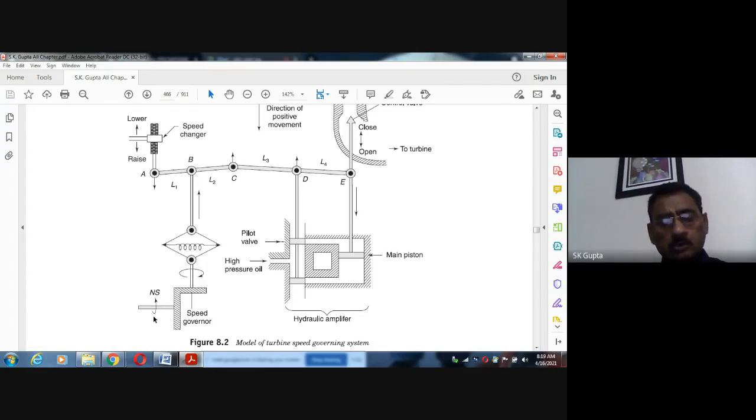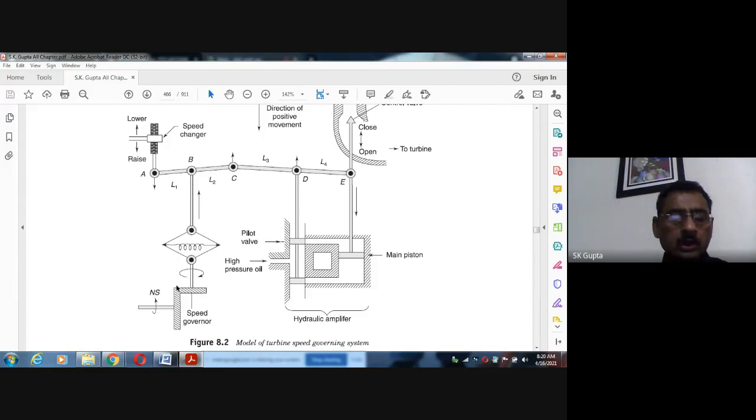As I told, if the shaft speed or generator speed is below the normal speed because the load has increased, then this horizontal motion here causes a vertical motion here. Because of this speed, there are two flywheels. They are not shown in the figure, but actually there are two flywheels here. They are also rotating with this speed.